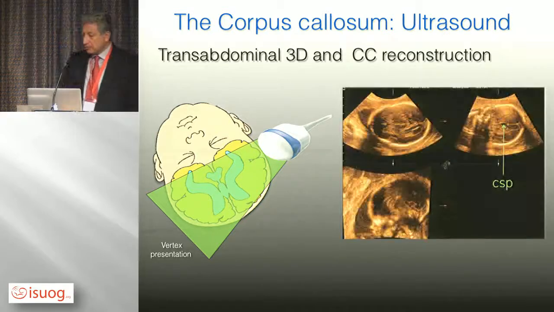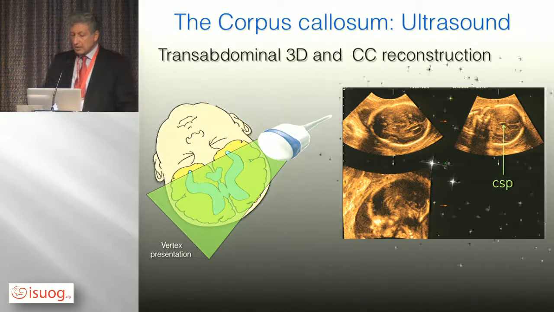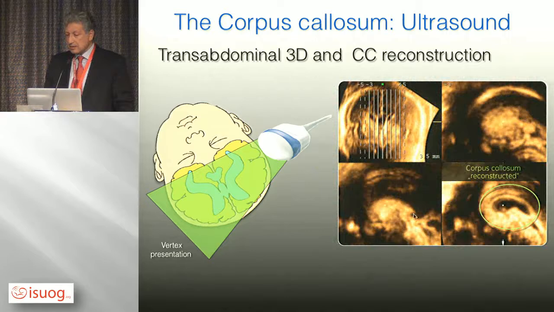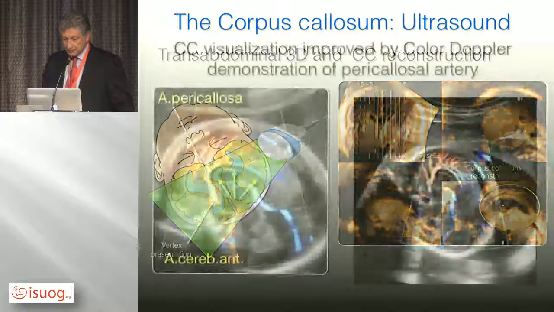As we have heard before and as published in the paper of Gianluigi, we can acquire a volume, and Bernard also showed us this in the live demonstration, and rotate and adjust the lines until we get the shape of the corpus callosum and the cover of it.